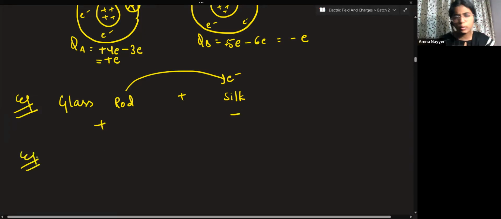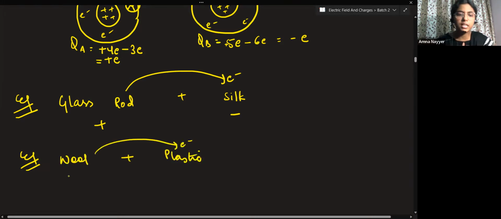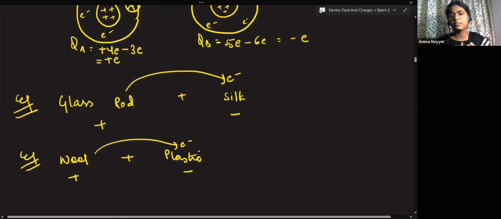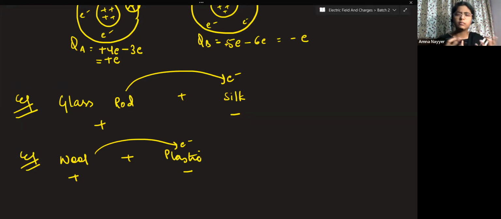Two examples you should remember are sufficient: when you rub a glass rod with silk, and when you rub wool and plastic. Again, electrons transfer from wool to plastic, making the wool positive and plastic negative. In NCERT also, the glass rod and silk example has been mentioned, so you should remember this. Many times it asks that if a silk rod is being rubbed with a glass rod, what will be the charges accumulated? Questions will be random. If you know silk is negatively charged, then you will be able to figure it out.